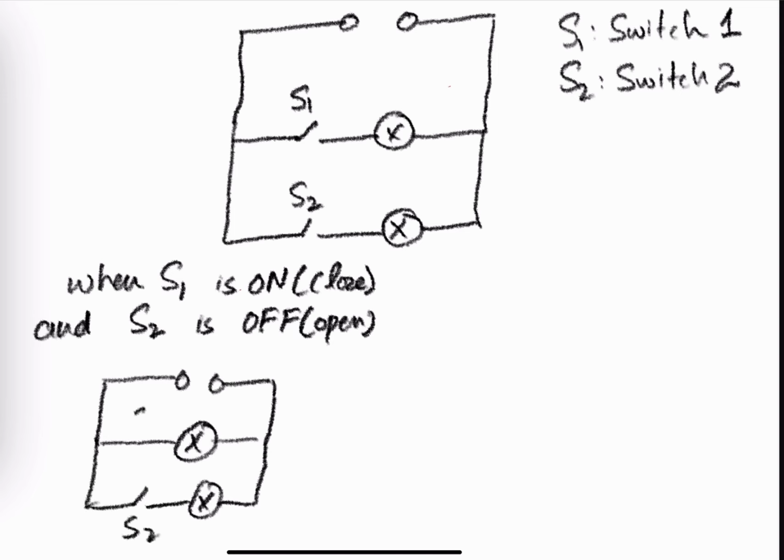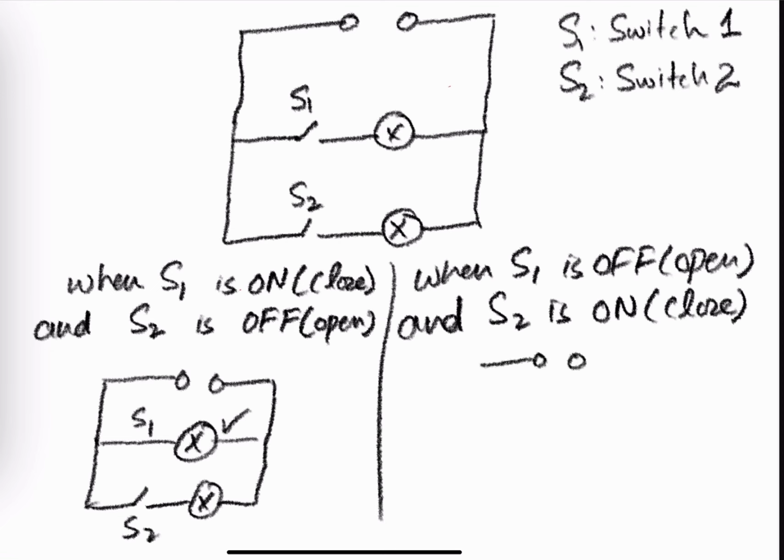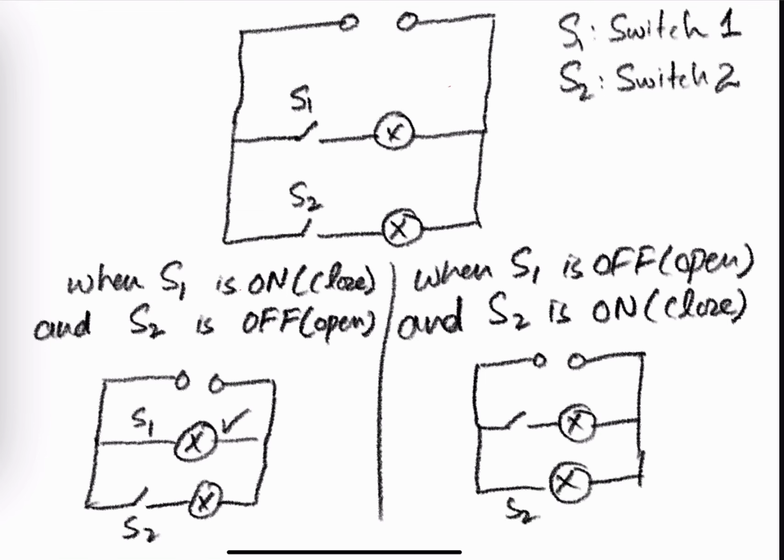Okay, so this is S2, there was an S1, so only this lamp will be lit. And the second is when S1 is off, off meaning open, and S2 is on, meaning closed for the circuit. And this is the power supply, this is open, this is lamp 1, this is switch 2 that is closed, S2, this is S1.